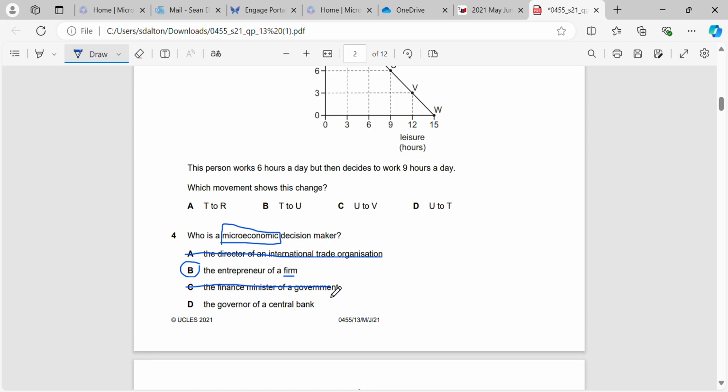Whereas the finance minister of a government or the governor of a central bank, they would be making decisions on monetary policy, supply side policies, etc., or fiscal policies, and they would affect the whole economy, so they would be macroeconomic decision makers.